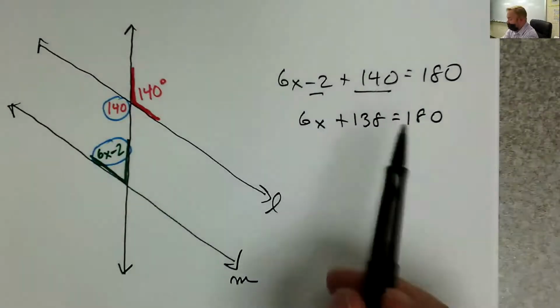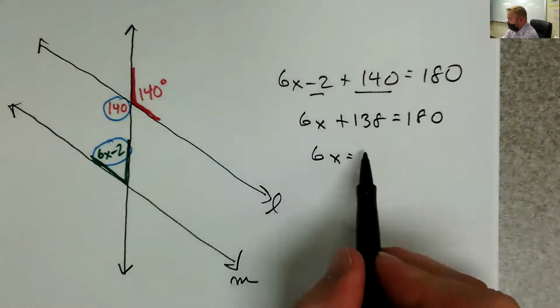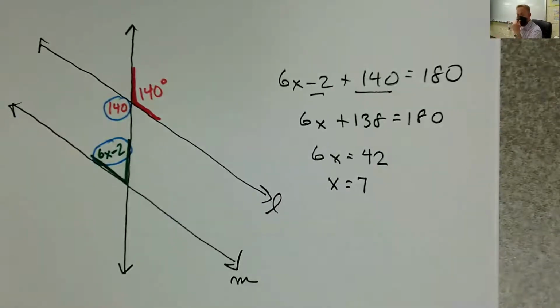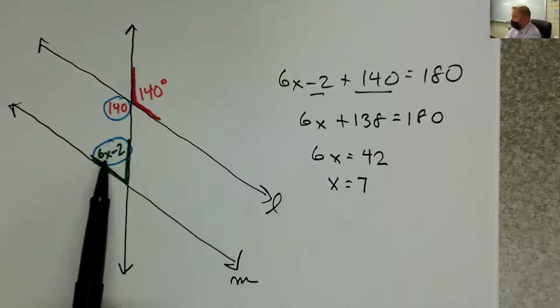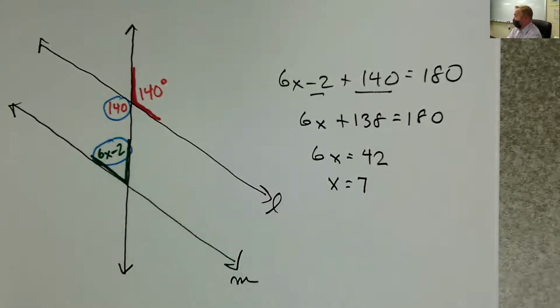So I simplified there. Let's subtract 138. 180 minus 138 is 42. And so 42 divided by 6 is 7. Let's just check that real quick. If I do 6 times 7, that's 42, right? And 42 minus 2 is 40. So if x is 7, that angle's 40. 40 and 140 makes 180.